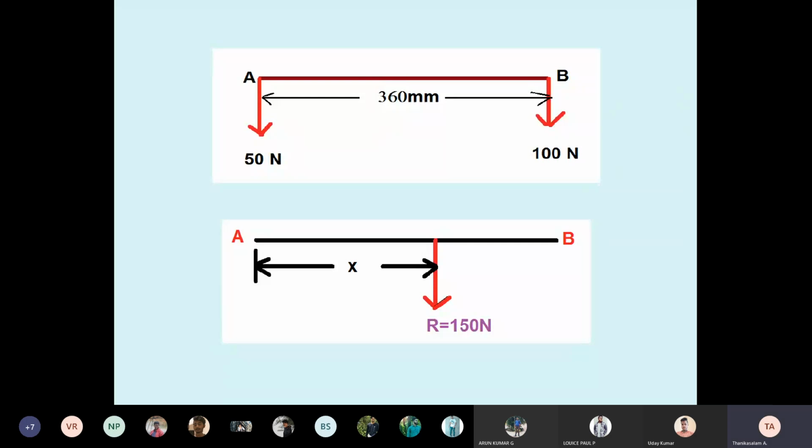Uday Kumar. Yes, sir. Why is 50 not giving moment? Moment means what? Tell me. Force into perpendicular distance. Yes, sir.